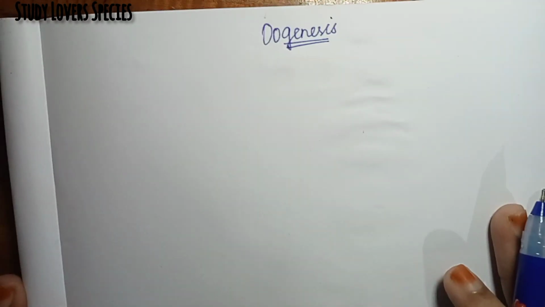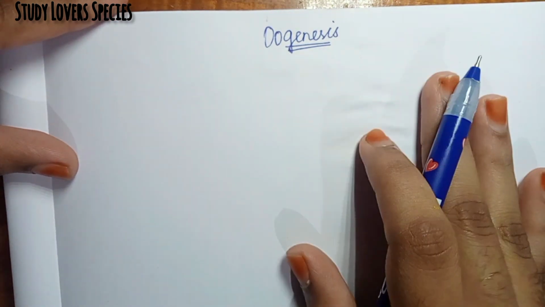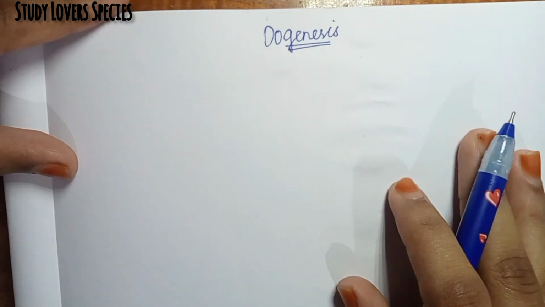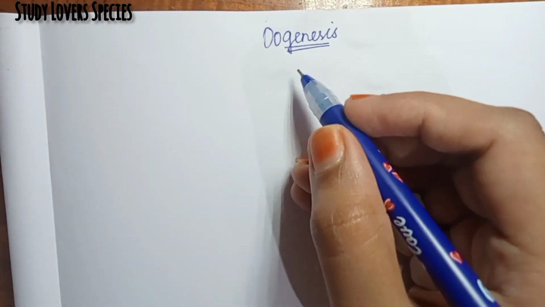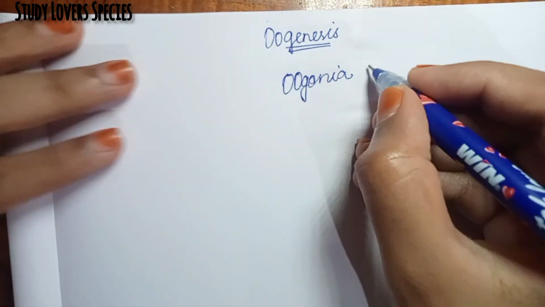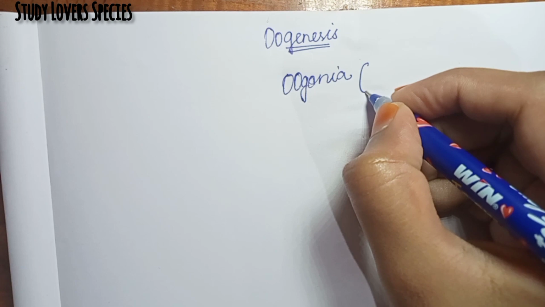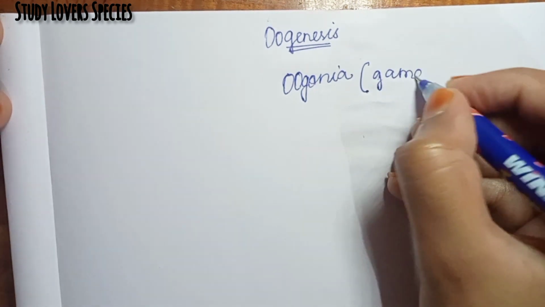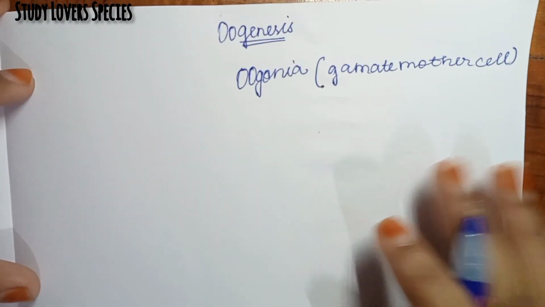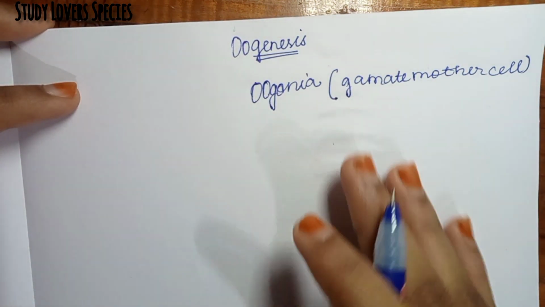Now let's learn the process of oogenesis one by one. This process actually starts when a female girl is in her mother's womb itself. It starts with the formation of oogonia. Oogonia is also called the gamete mother cell. So the gamete mother cells get formed when the baby is in her mother's womb.